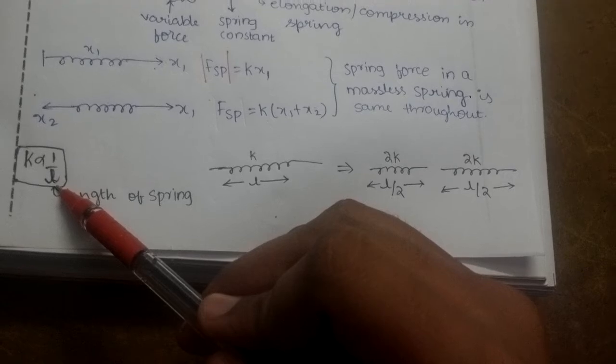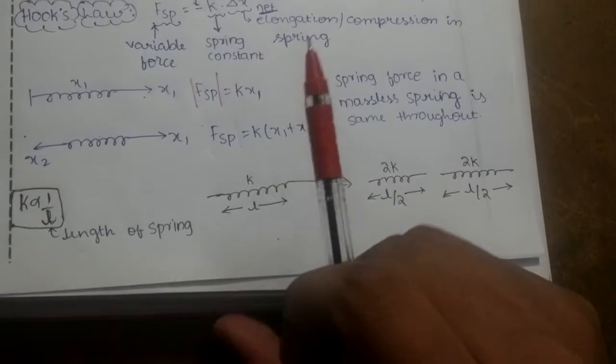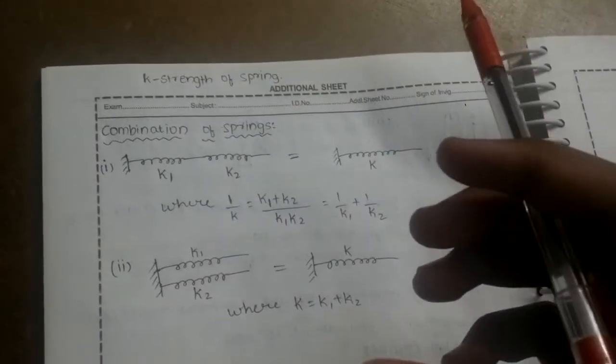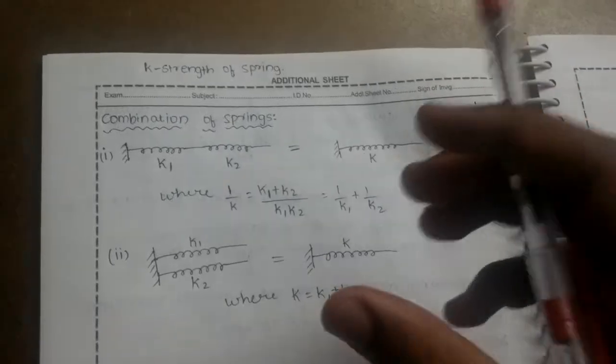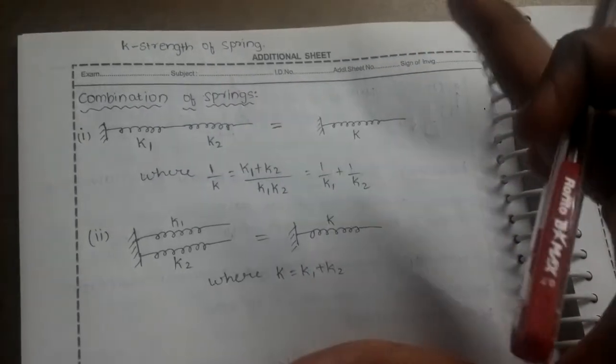As the length is half, the spring constant would be doubled. It is inversely proportional, right? And K also determines the strength of the spring. If a spring has more K, spring constant, then it can be compressed or elongated more.